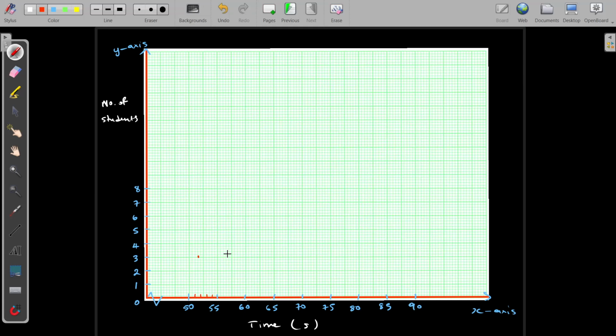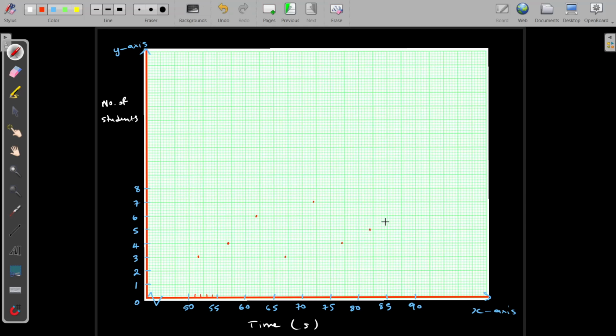The next point is at 57 and 4. Here. Then we're at 62 and 6. 67 and 3. 72 and 7. Then 77 and 4. 82, and 5.